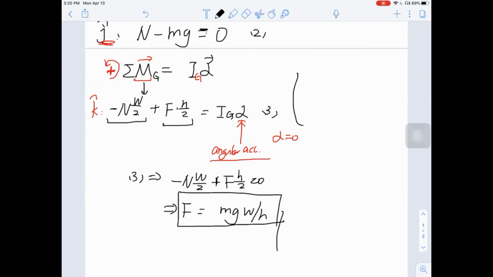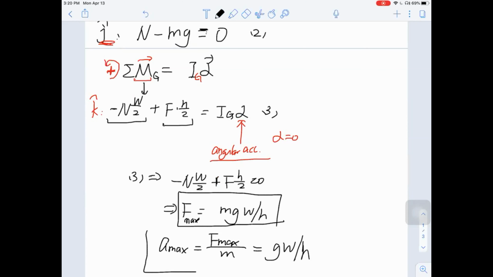Since here we are trying to find the relationship, the acceleration. However, here we find this is the maximum force you can apply without causing tipping. So similarly, the maximum acceleration is just F max over the mass, which is gW over H. That's how you solve this problem, find the maximum acceleration without causing tipping.